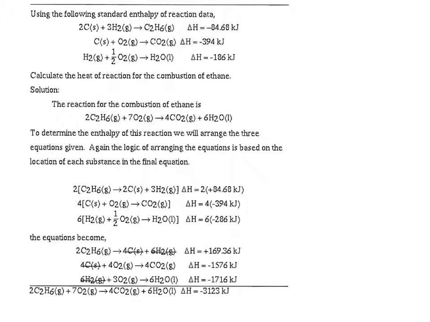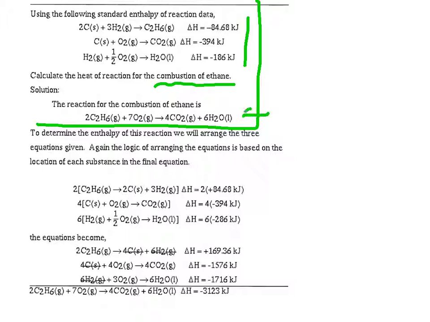All right, so here's a typical Hess's Law type problem. The first part up here is what we want to look at. It says, using the following standard enthalpy of reaction data, so here's all the data right here, calculate the heat of reaction for the combustion of ethane. And they're nice enough to give us the balanced equation right here.